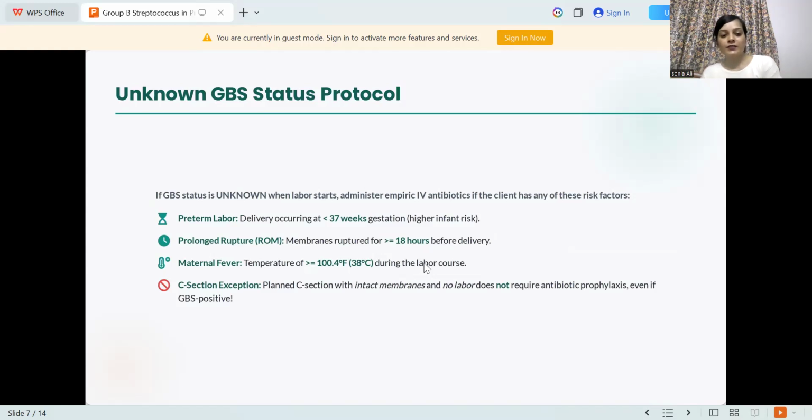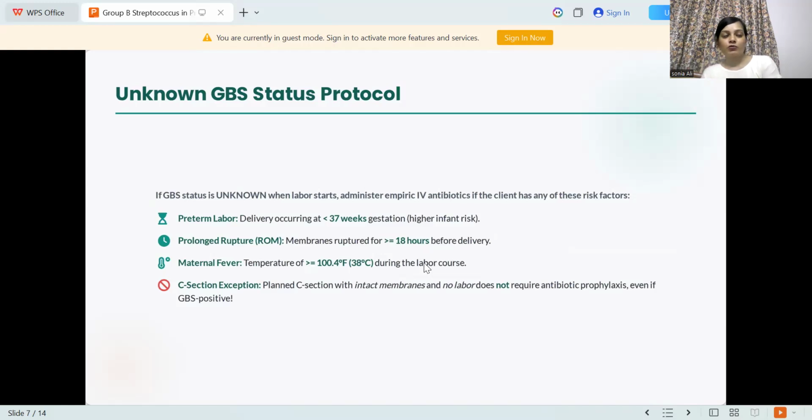If the GBS status is unknown when labor starts, administer empirical penicillin, IV antibiotics, if the client has any of three risk factors. First of all, preterm labor. As already discussed, delivery occurs at less than 37 weeks, which is a higher infant risk; the patient may be GBS positive or negative, but we don't know. So we need to give IV antibiotics to this patient.